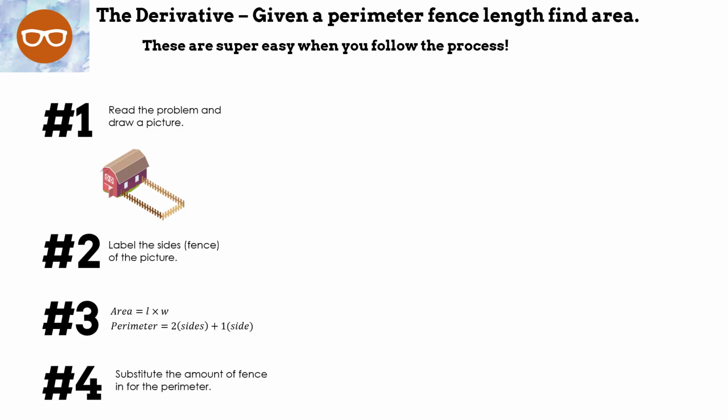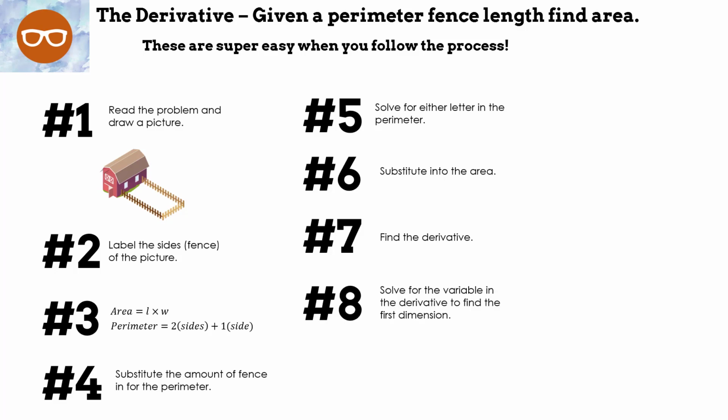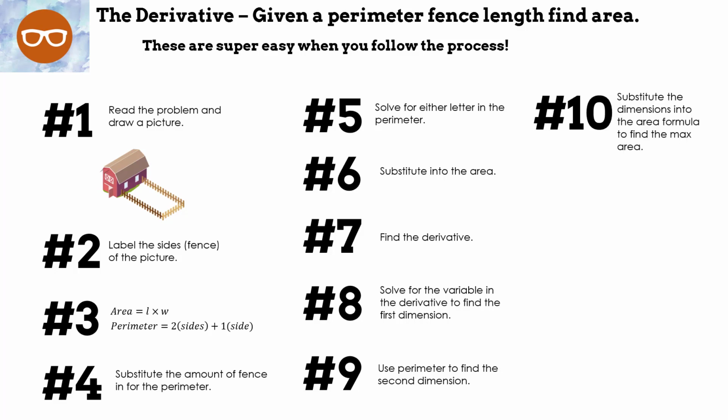Number 4, substitute the amount of fence in for the perimeter. Number 5, solve for either letter in the perimeter. You could solve for the x or the y, it really doesn't matter. Number 6, substitute into the area. Number 7, find the derivative. Number 8, solve for the variable in the derivative to find the first dimension. And number 9, use the perimeter to find the second dimension. Finally, number 10, substitute the dimensions into the area formula to find the maximum area. Let's look at the process in action.